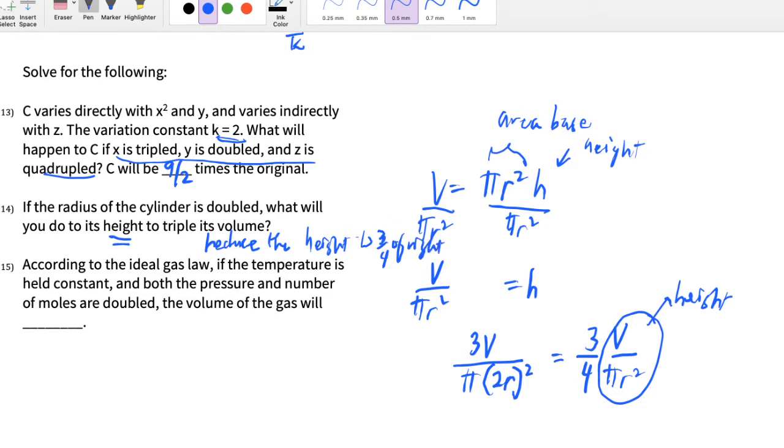So, tinan nyo na lang, depende na sa choices ng problem. But here, kailangan na kunin mo ang 3/4 ng height so that when you double the radius, you will get 3 times the original volume. Okay? Questions ba? Yes, literal equations. Okay, number 15. May nagtanong kasi sa chat.